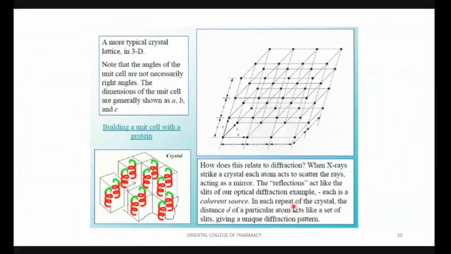In each repeat of the crystal, that is, for every cell of the crystal, the distance d of a particular atom acts like a set of slits, like the distance between this layer and this layer. That distance will act like a slit, giving a unique diffraction pattern.